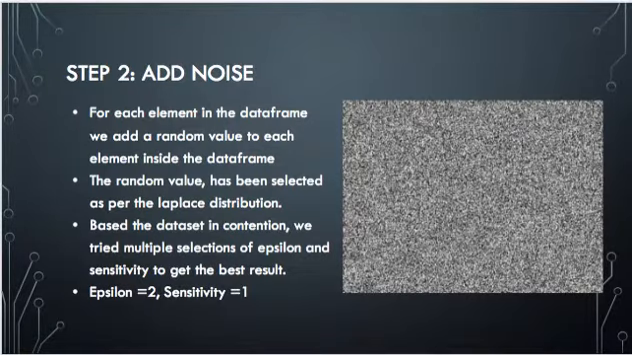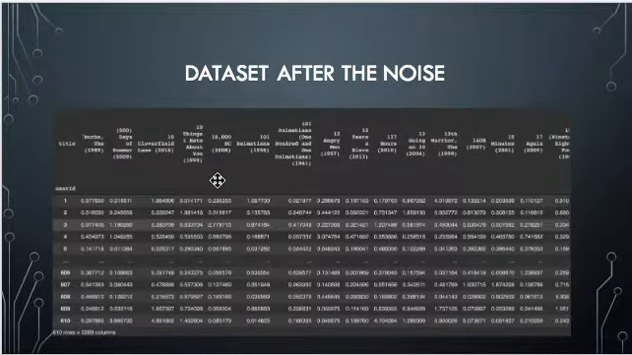To add the noise, as we talked about previously, we will be adding a randomized Laplace distribution to our ratings. Based on the current data set, we selected an epsilon value, which is the privacy budget, of 2 and a sensitivity of 1. So this is how our data set would look after the noise. As you can see, the zeros have been replaced by a random value in each of the cells. And now we can say that the data is differentially private.